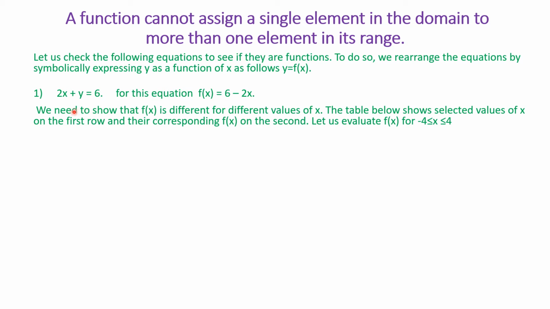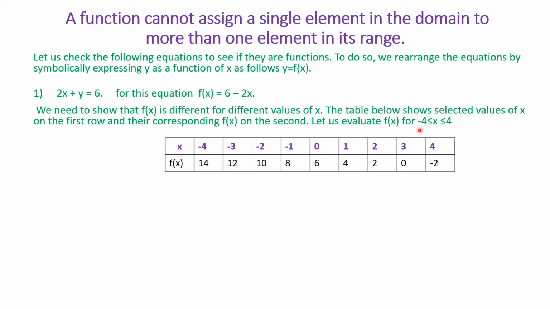Now, we need to show that f of x is different for different values of x. The table below shows selected values of x on the first row and their corresponding f of x on the second. Let us evaluate f of x for values of x ranging from -4 to +4. So we'll just take -4, -3, -2, -1, 0, 1, 2, 3, 4. So this is the first row, the values of x, and this is the second row, the values of y.